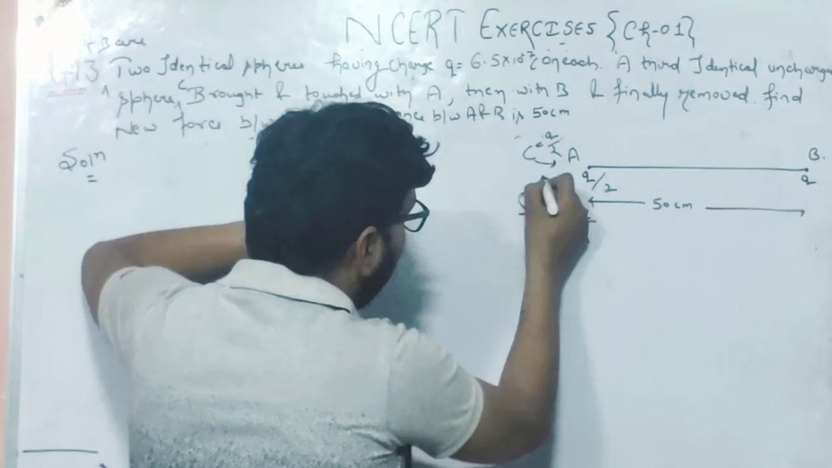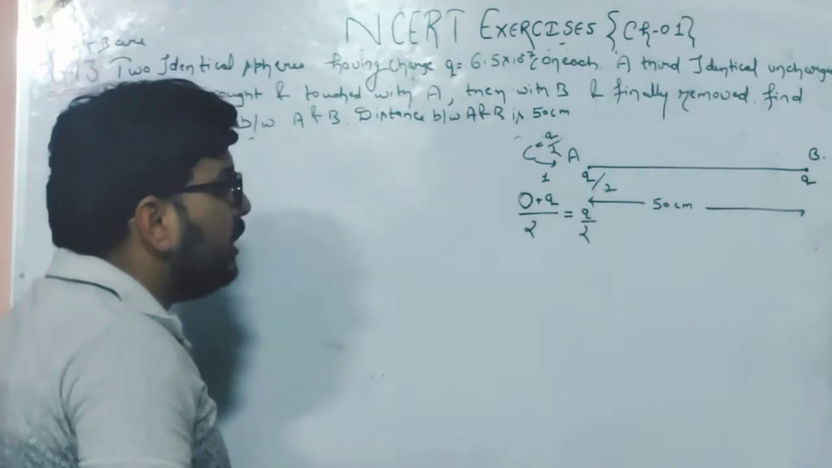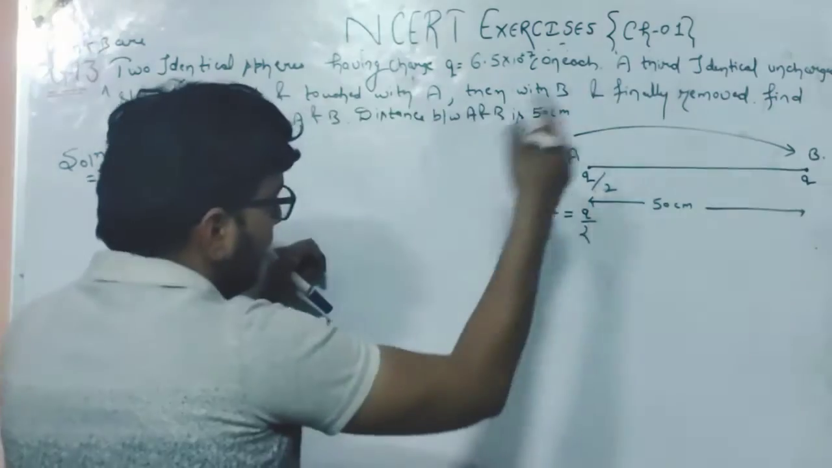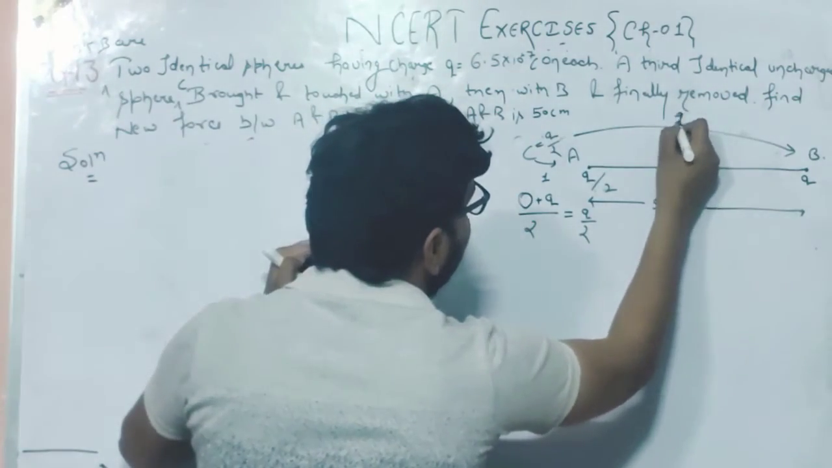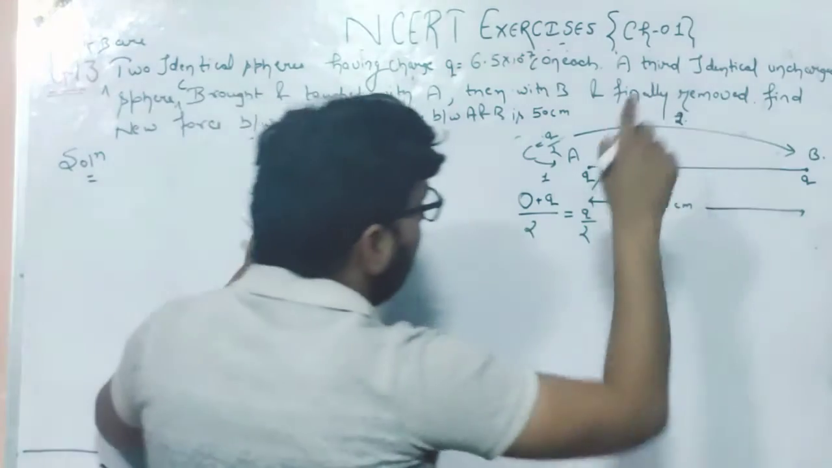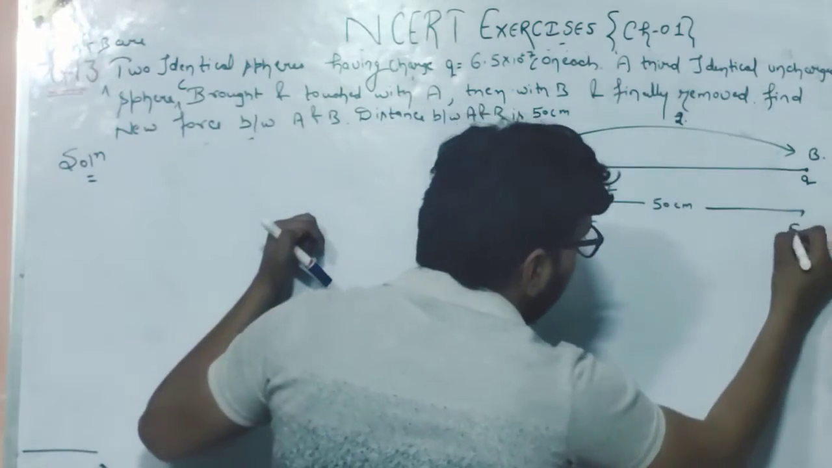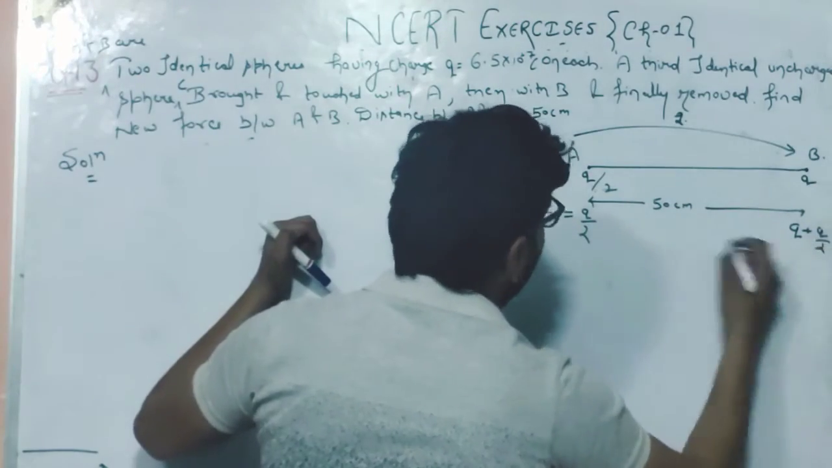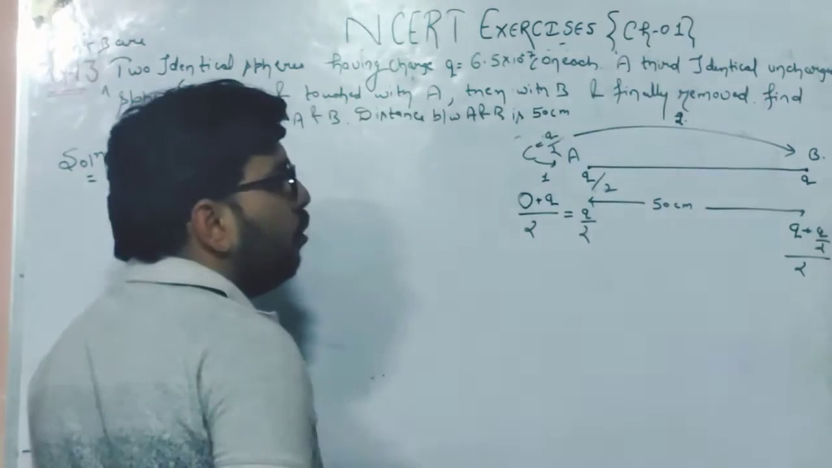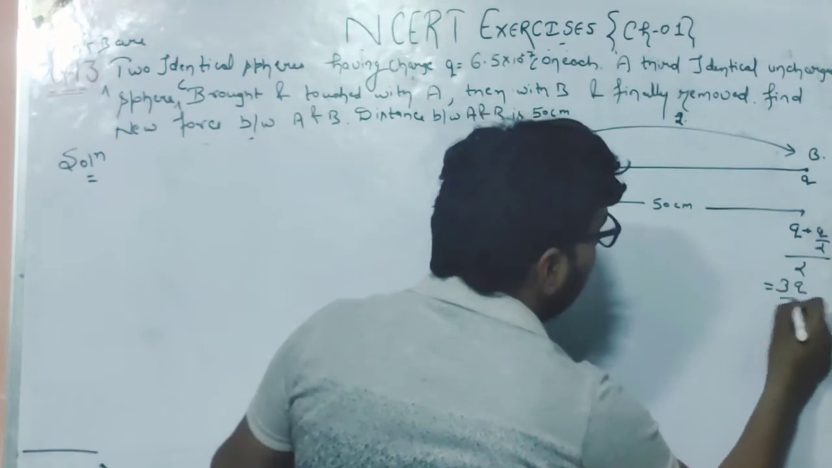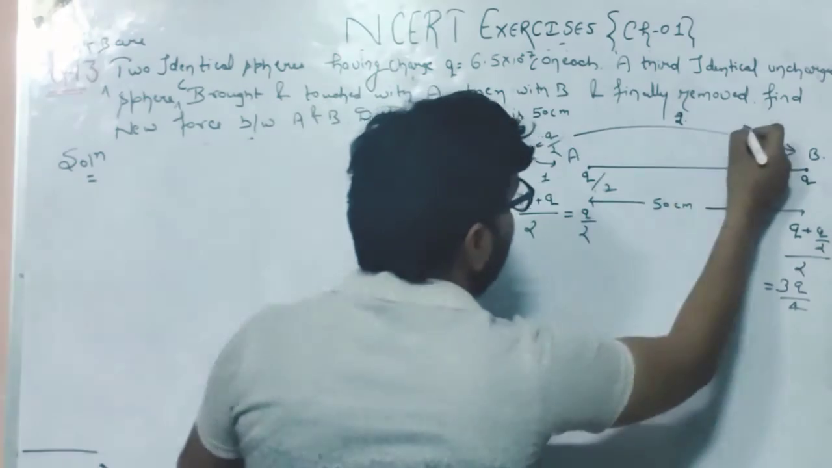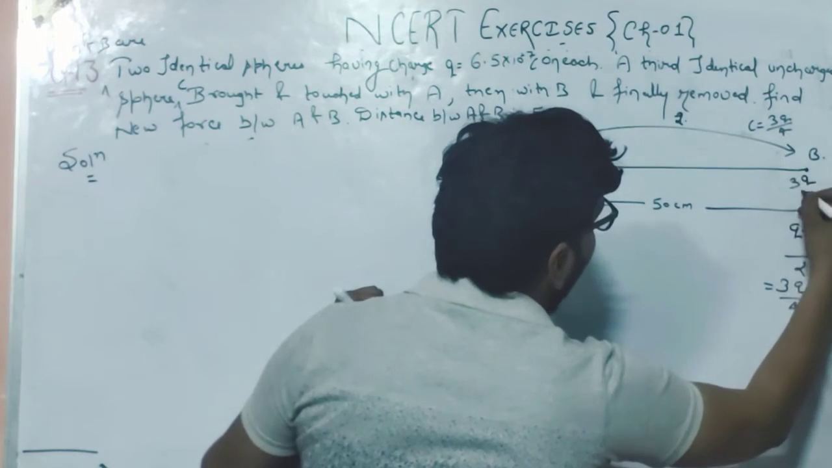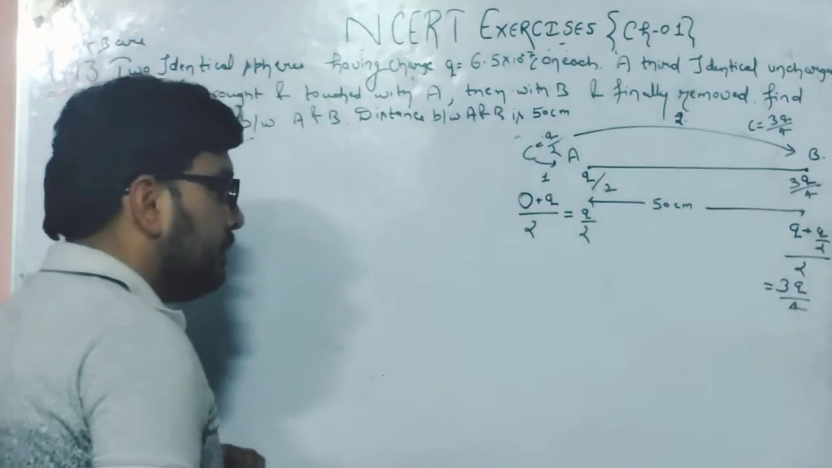This is the first process. Now this sphere C will touch B, which is the second procedure. The charge at B is Q and the charge at C is Q by 2, and it will be divided by 2. So the new charge will be 3Q by 4. So C will have charge 3Q by 4 and B will also have charge 3Q by 4.